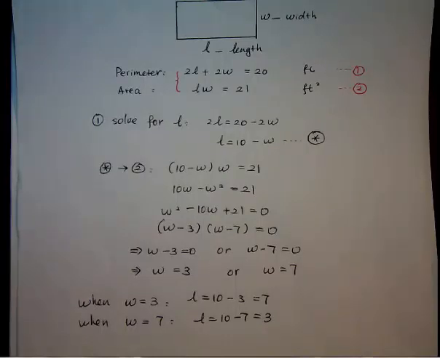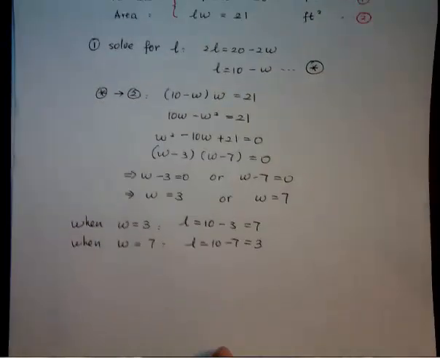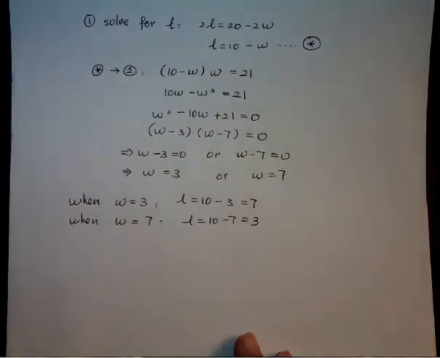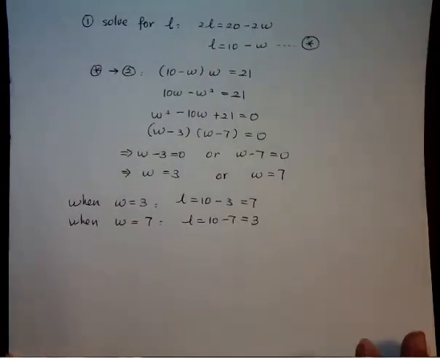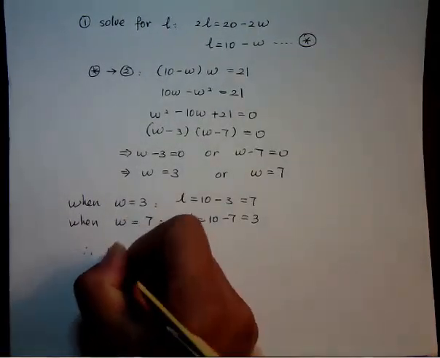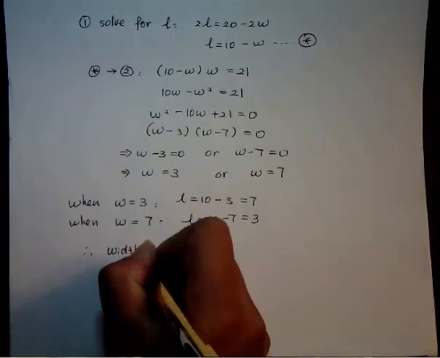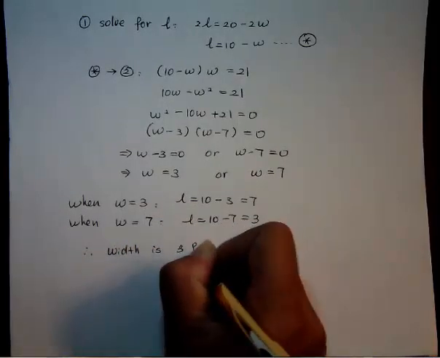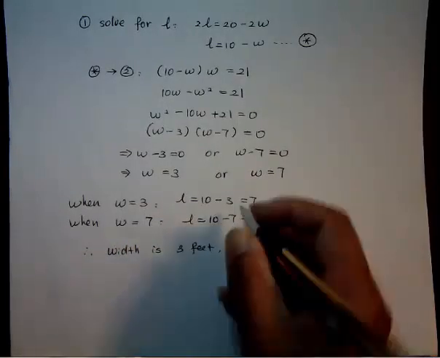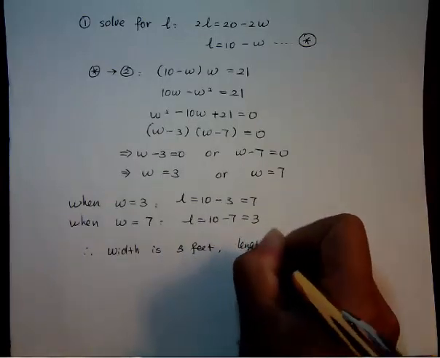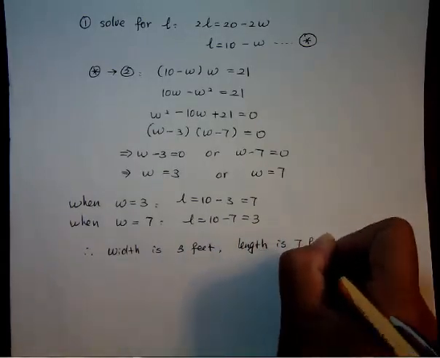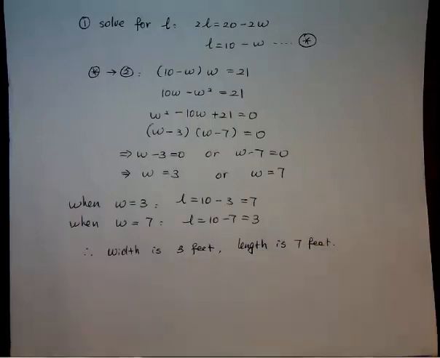But this is an application. If we step back to think about how we defined length and width, width is the shorter side, which should be 3, right? So therefore, the width is 3. Don't forget the unit. And the length is 7 feet. All right.